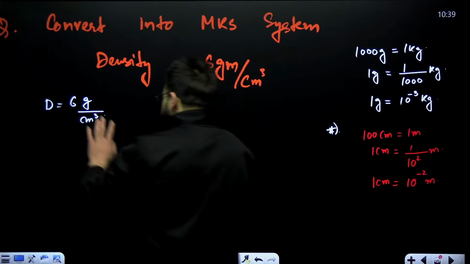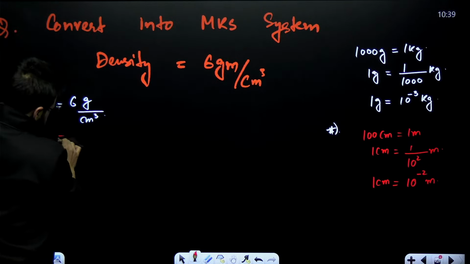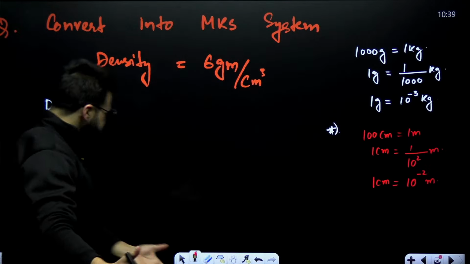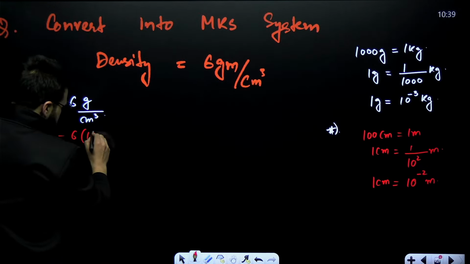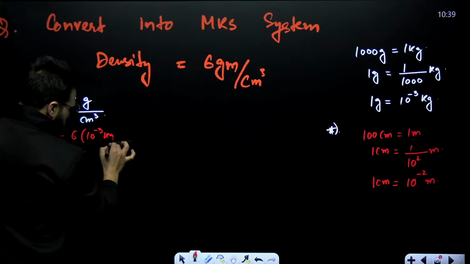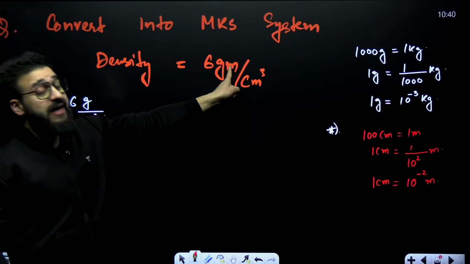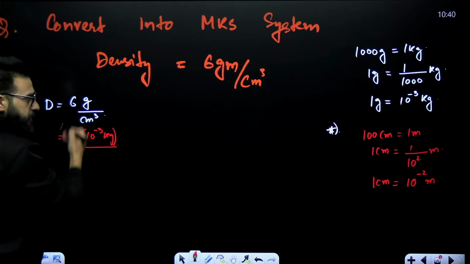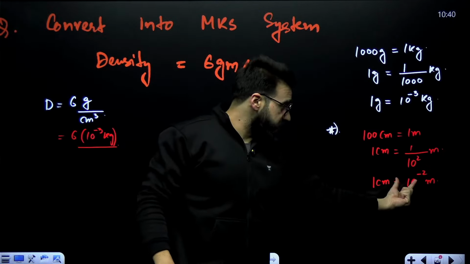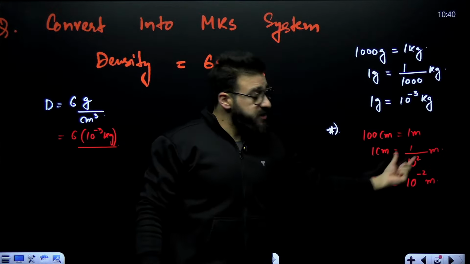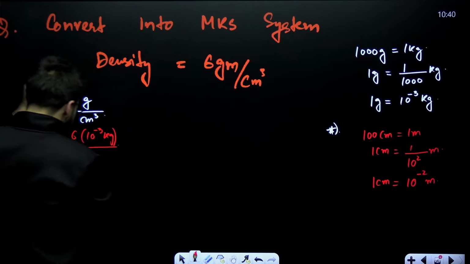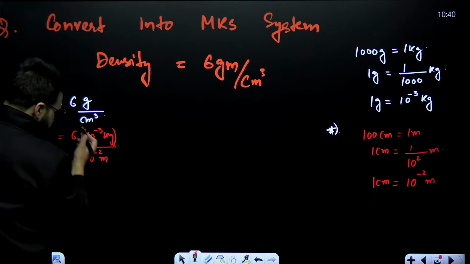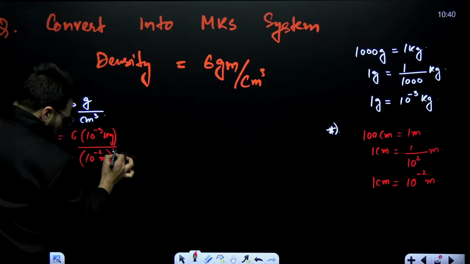Now tell me, can I write this over here? Guys, this is 6. Instead of 1 gram, can I put 10 raised power minus 3 kgs? Simple, sir. This will be 10 raised power minus 3 kgs over here, because we have to convert grams into kgs. Then I can say over here divided by centimeter cube. 1 centimeter is equal to how many meters? 10 raised power minus 2. So I can write over here 10 raised power minus 2 meters instead of 1 centimeter, and it is whole cube.